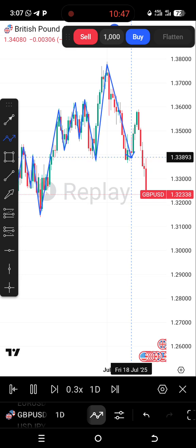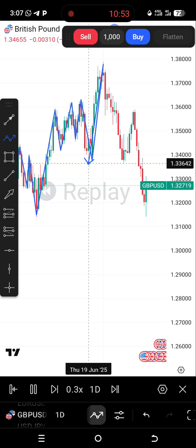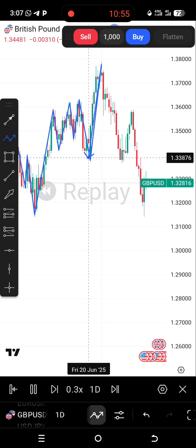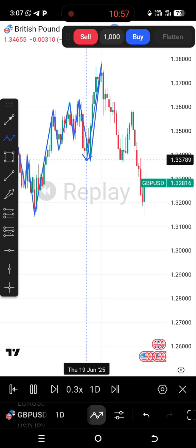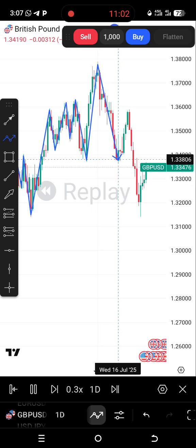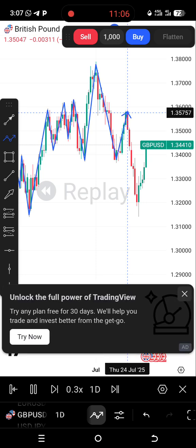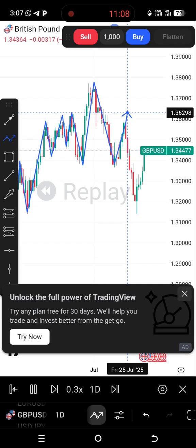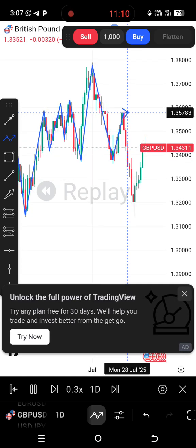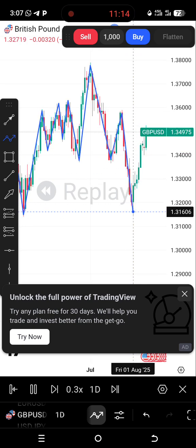So from here, this becomes a what? Higher low. Higher low simply because we didn't go below this. If price went below this low, I would have called it a lower low. But here, this higher low, this lower high. That's lower high. Then this lower low. We are bearish.